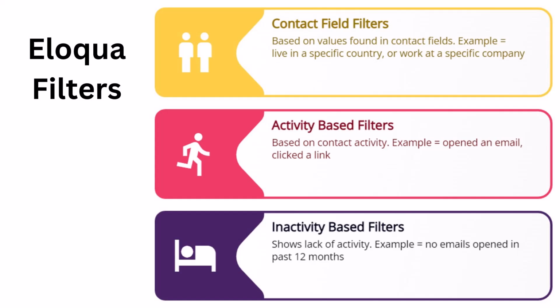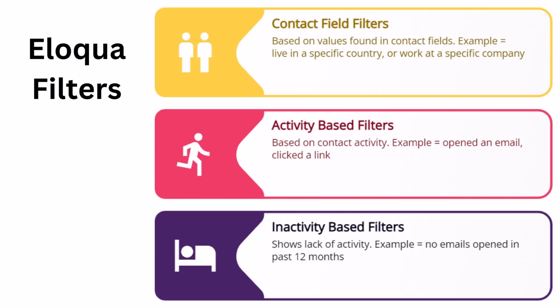Okay, we're going to now talk about filters. Filters are just dynamic assets that query a database for contact records that meet the criteria that you selected. There are 3 different types of filters in Eloqua. There's the contact field filters. These are based on values found in the contact fields. For example, if you live in a specific country, maybe you work at a specific company, you could filter on those fields. Then there's activity-based filters.